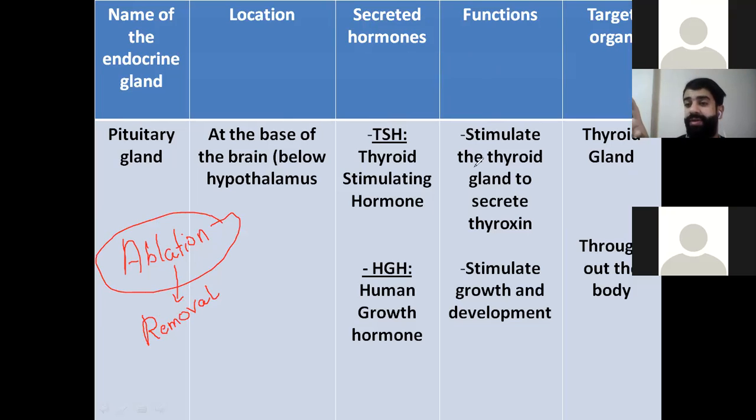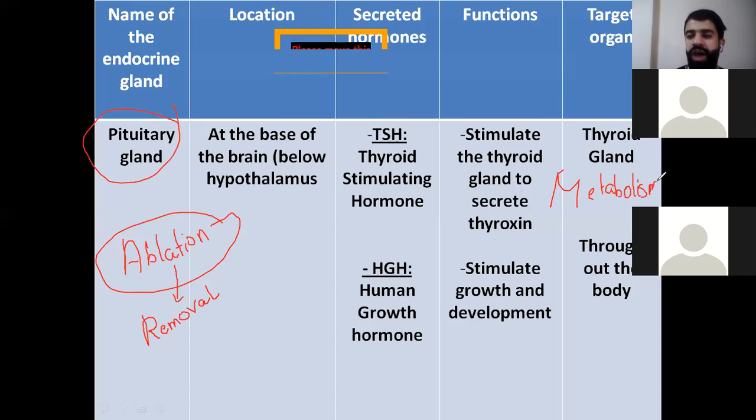This is the first step. So I need the final effect. What is the role of the thyroxine? Influence metabolic reactions, metabolism. So if we remove the pituitary gland, this will affect the process of metabolism. Okay, this is the first effect. Thank you, Fatima. Who can give me the second effect of the removal or the ablation of the pituitary gland?